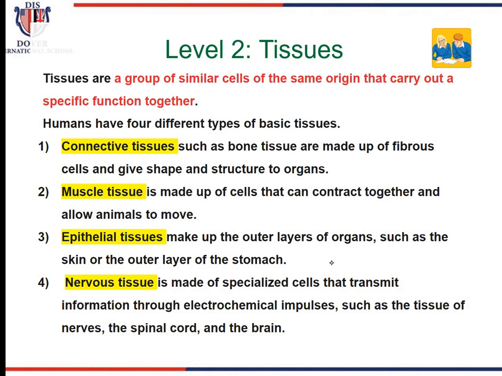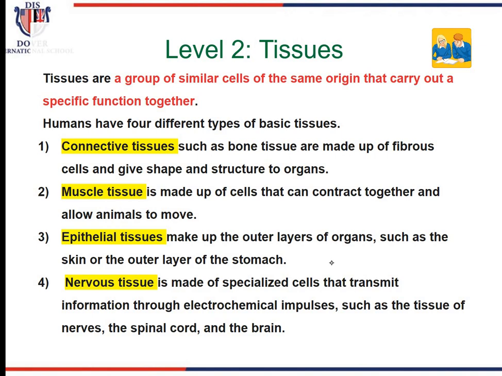Nervous tissue, it's made up of specialized cells that transmit information through electrochemical impulses. This is in the nervous system. We said that the nervous system produces electric messages that are responsible for all the body reflexes. They control my whole body. So nervous tissue is made up of specialized cells that transmit information through electrochemical impulses, such as the tissue of the nerves, spinal cord, and brain.